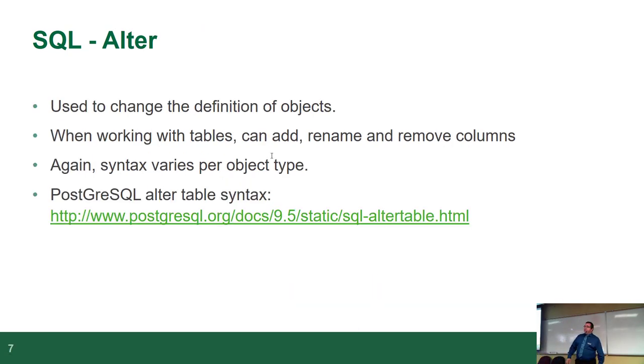Okay. The next command is alter. Alter allows you to change the definition of an object. It allows you to add columns, rename them, rename a table, basically anything you want to do to change the table. And actually, I'm only going to do two examples of it.